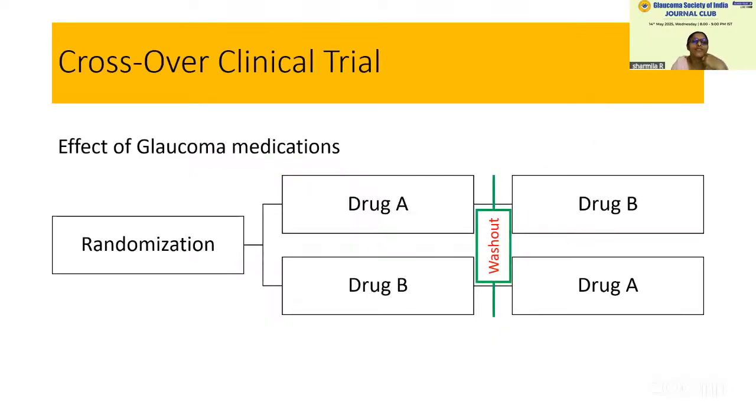I put this: effect of glaucoma medication. So you take patients with primary open-angle glaucoma, and then you put them on two different types of drugs, drug A and drug B, and then you measure the outcomes. After that, you wash out, and then you switch drug B to the first group which received drug A, and vice versa. And then again, you follow these patients and measure their outcomes.